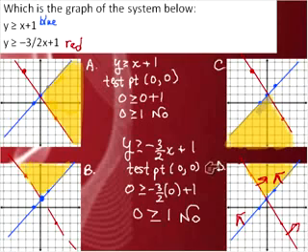So again, it's D and not B because B has the red line as being dashed, and we know it has to be a solid line because of the equal to underneath the greater than sign. And that ends this session on systems of linear inequalities.